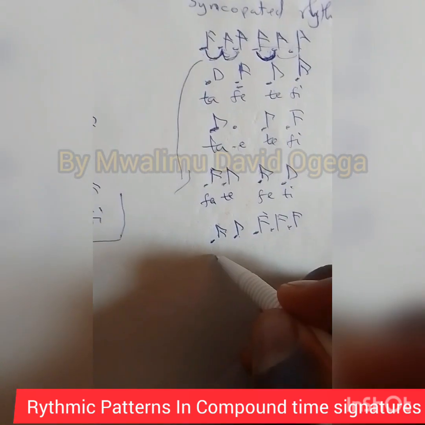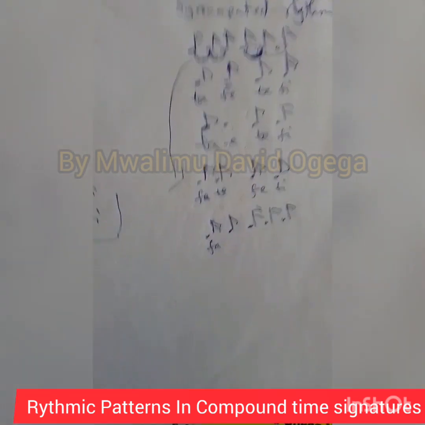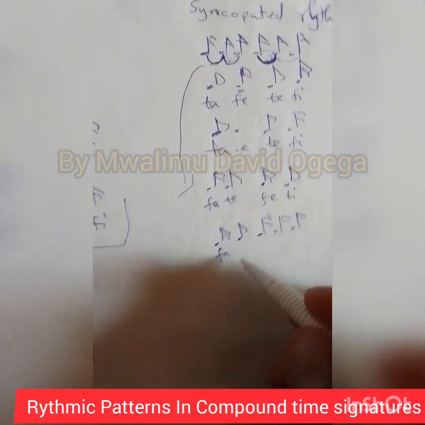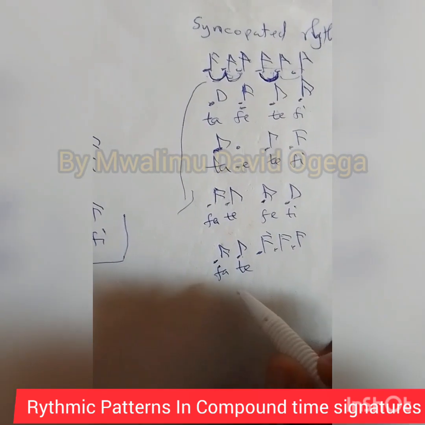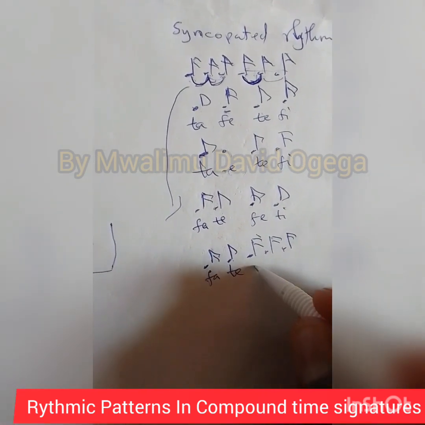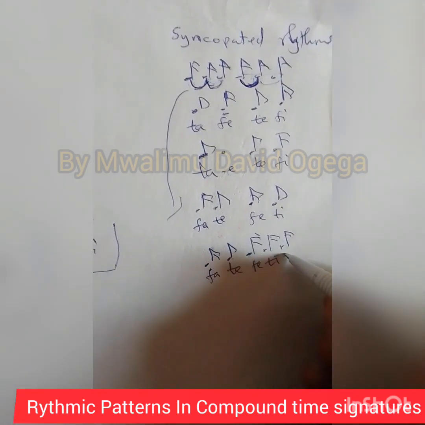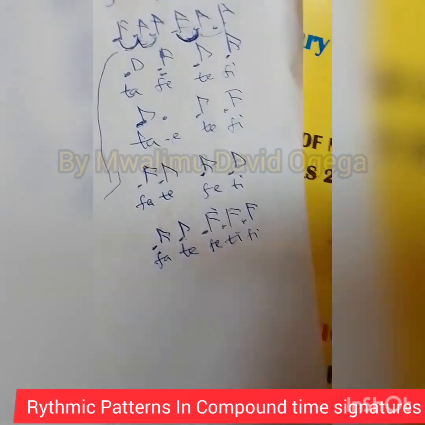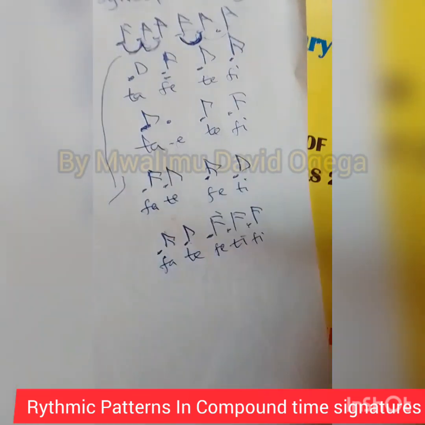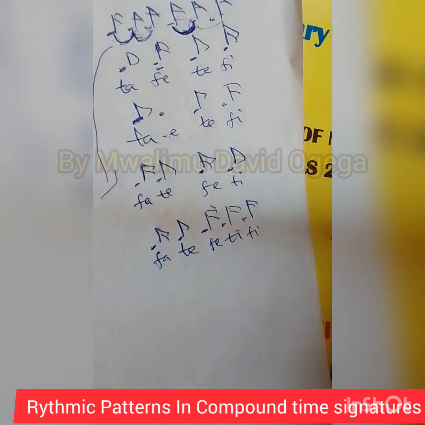It creates this rhythm. By giving the French names, the first name is fa te fe ti fi. Fa te fe ti fi, fa te fe ti fi, ta ta, ta ta, ta ta, ta ta, ta ta.